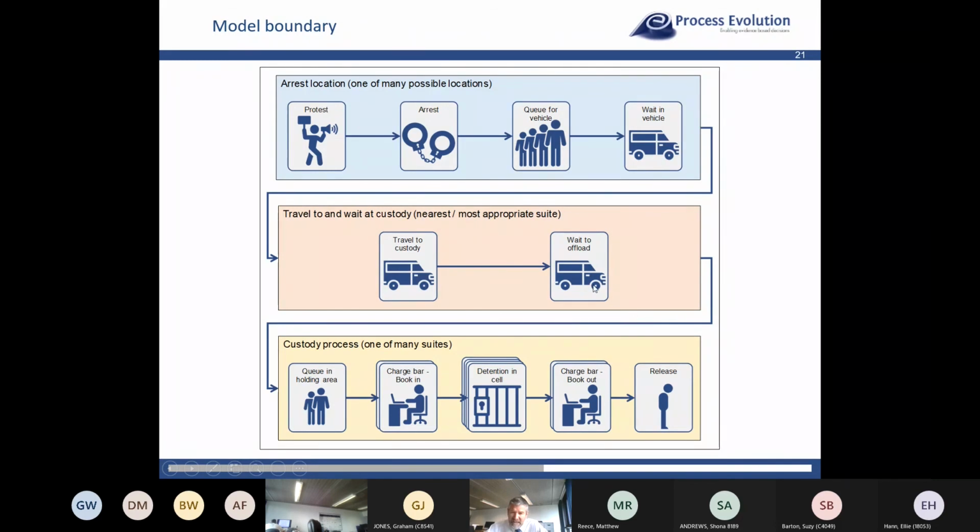But if there's no holding area, or if the holding area is full, the detainees are going to have to wait in the van until there's space for them in custody, in which case they're going to queue in the holding area, they're going to get booked in at the booking in area, detained in the cell, and at some point they've got to be booked out, and then I've got a very sorry looking detainee being released there in my icons. I quite like these icons.